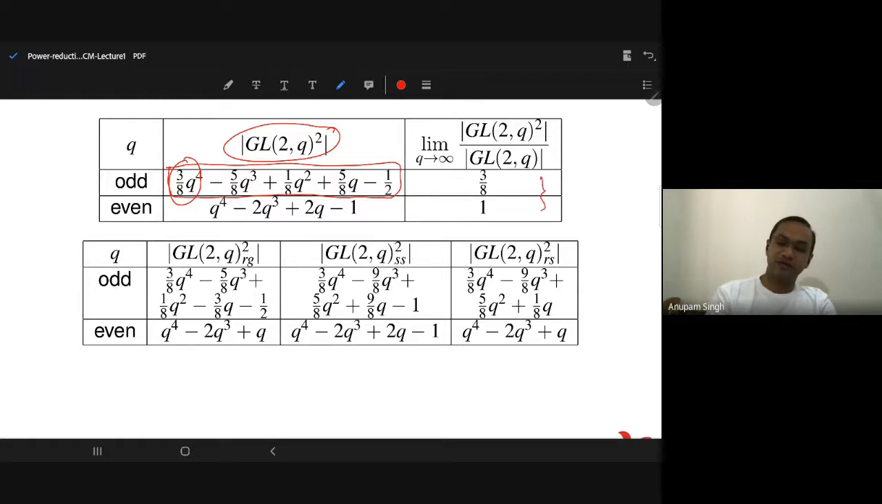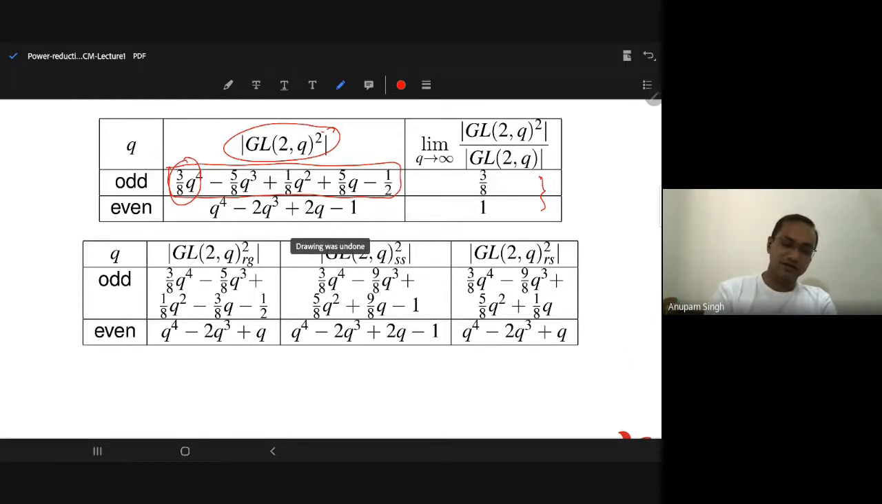So I get two different values here for squares. There are two different kinds of limits I can get. It will depend on what q is with respect to 2, so whether it is odd or even. So it is something to do with q and its relation with 2. So if it is odd, I get 3 by 8. If it is even, I get 1.